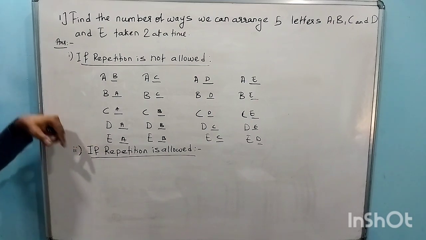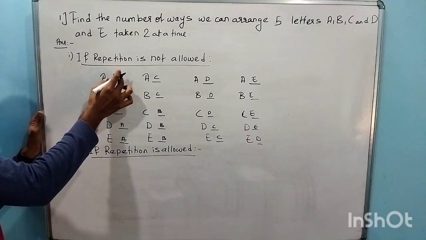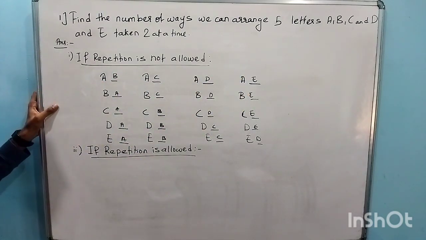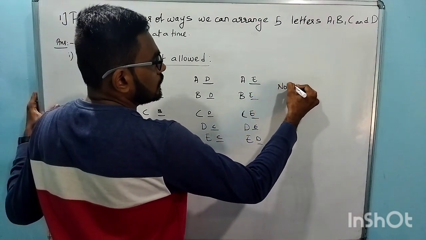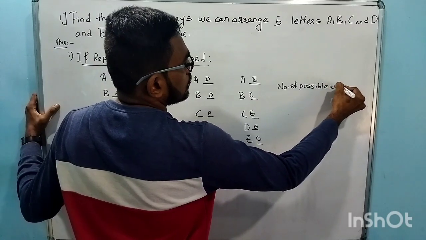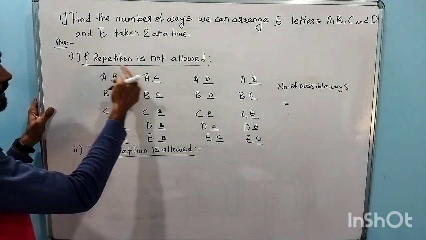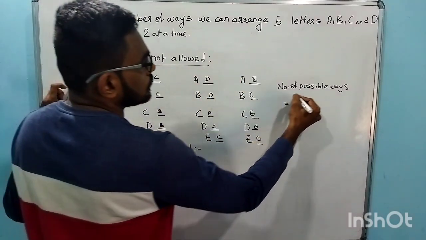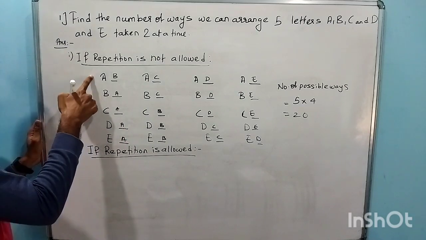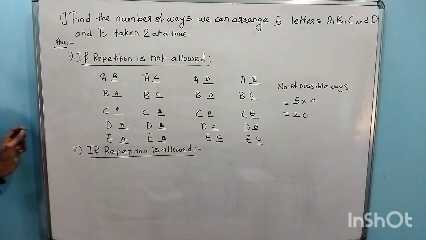And each time, if first place is selected, then the number of ways of selecting the second place is 4. So the number of possible ways of arranging this is what? First place 5, second place 4, each time 4. So 5 into 4, which is 20 ways that you can check. You can multiply, count this and check.